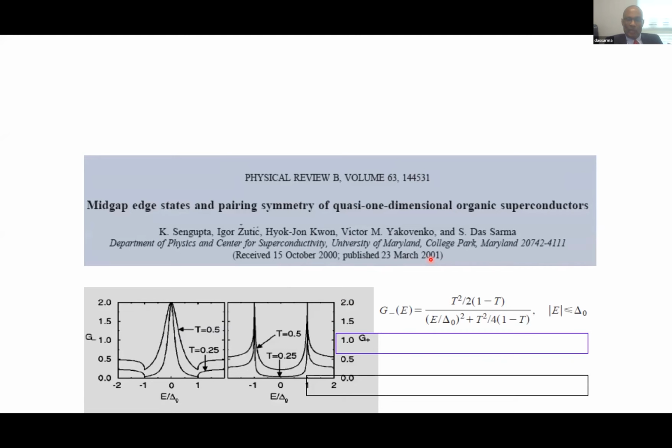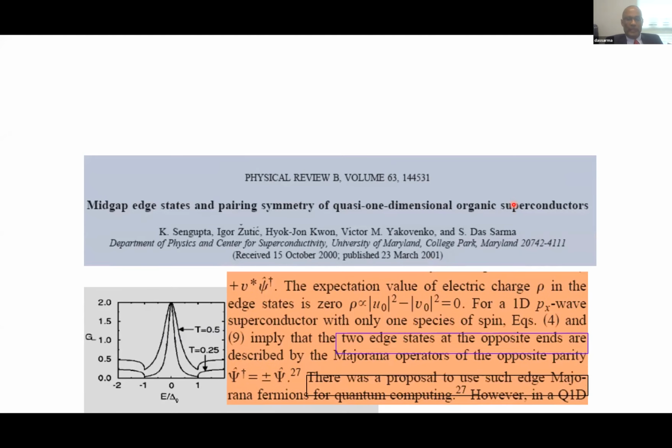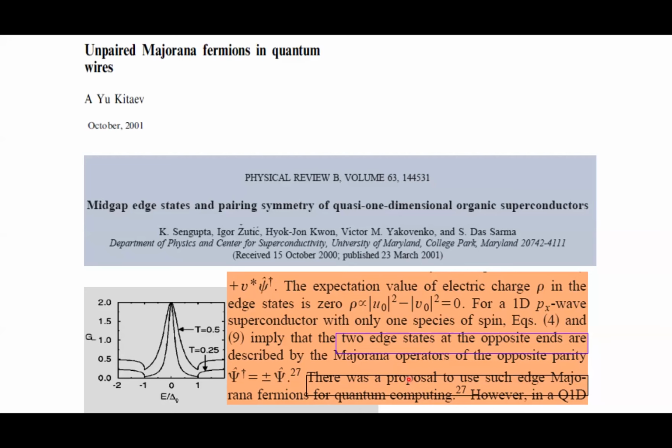And we thought that certain quasi one-dimensional organic superconductors may have this property. Victor Galitski wrote a paper, and there we said that these two edge states at the opposite ends are described by Majorana operators of opposite parity. This is taken from this paper. And since Victor Yakovenko knew Alexei Kitaev, they're both from Landau Institute, Alexei told him this is just the Majorana that he's writing a paper on. So Alexei wrote a paper in the same year. Both papers came out the same year. Alexei's paper came out six months after our paper, but he had been thinking about it for a while.